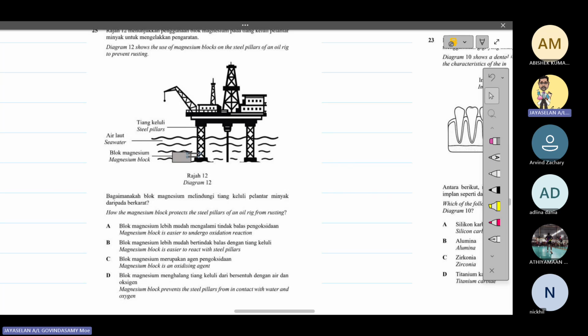Diagram 12 shows the use of a magnesium block in a steel pillar of an oil rig to prevent rusting. So they asked the question lah. Okay, try to do how the magnesium block protects the pillar of the oil rig from rusting.